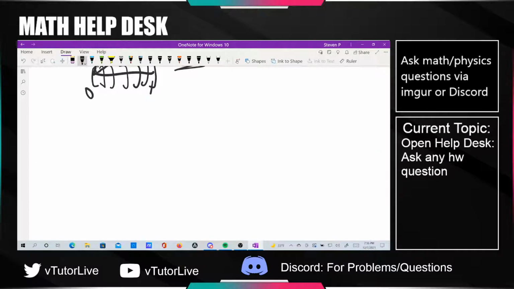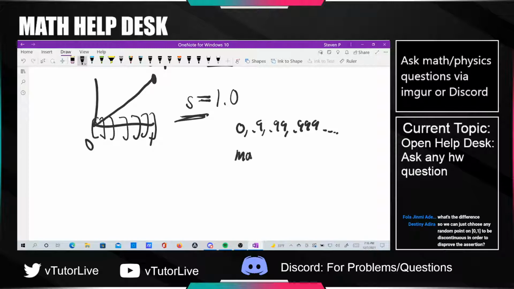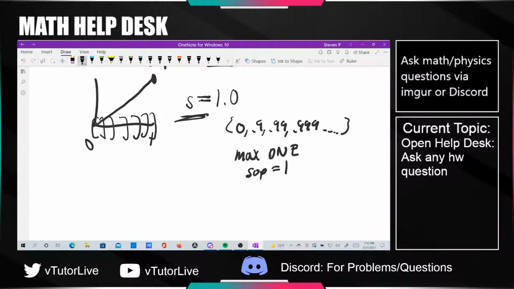You could have a set that looks like 0, 0.9, 0.99, 0.999, etc. So it includes 0.999, an arbitrary number of nines, and it gets arbitrarily close to 1, but it doesn't hit 1. The max does not exist for this set. So the max does not exist, but the supremum is nice. It's 1. So the supremum, unlike the maximum, doesn't actually need to be a part of the set.